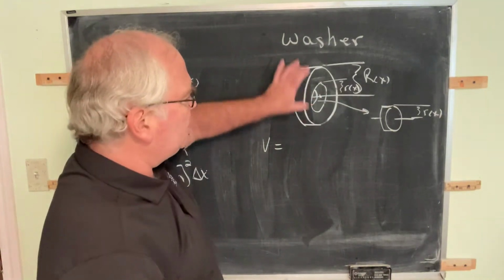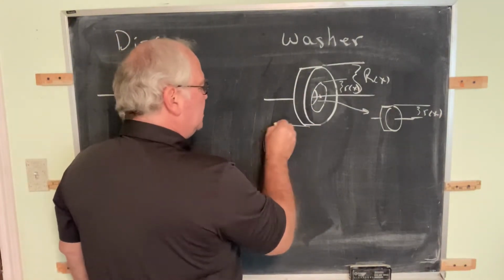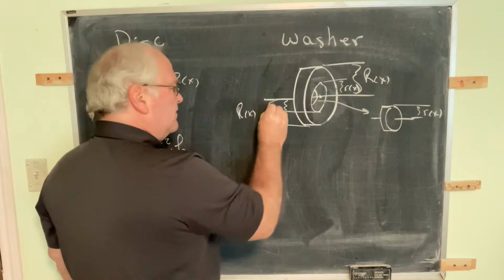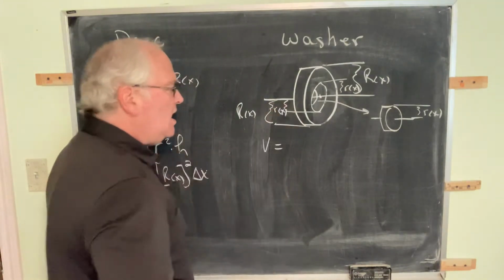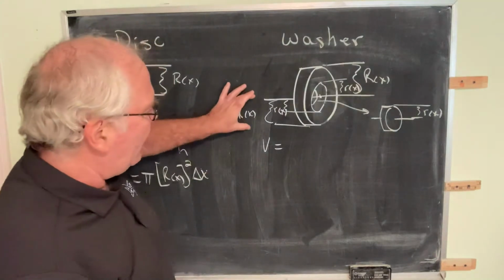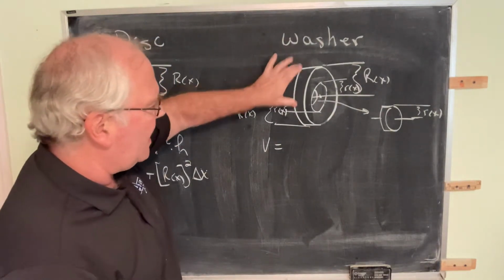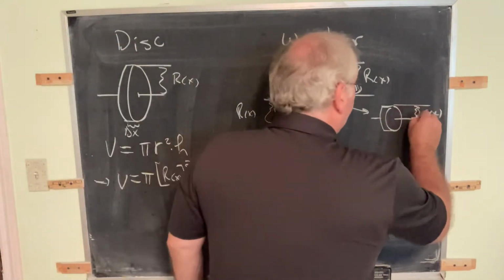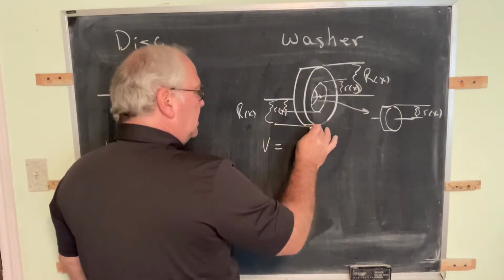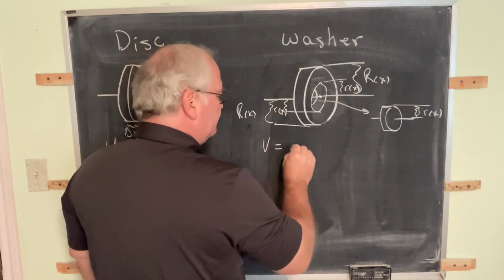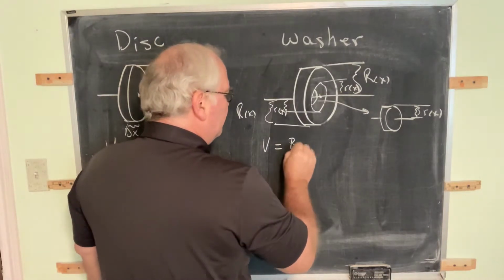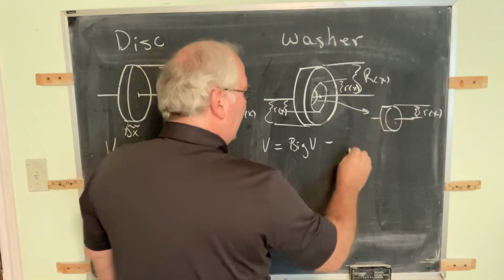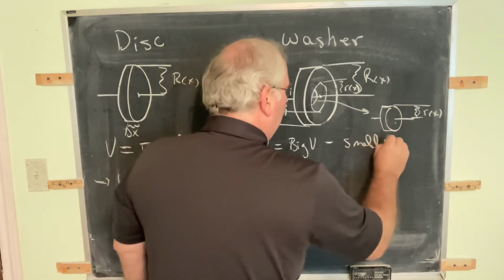Now notice it doesn't matter on which side of the x-axis we fall. We could just as easily call this r of x, and we could just as easily call this capital R of x, and this is little r of x. So it doesn't matter where we are, above or below the axis, that radius is the same whether it's above the axis or below. That's going to come into play later when we do these constructions. But the point is, the volume of the washer is the volume of the exterior disc, the big volume, minus the volume of this small piece that we took out, which is the small volume.